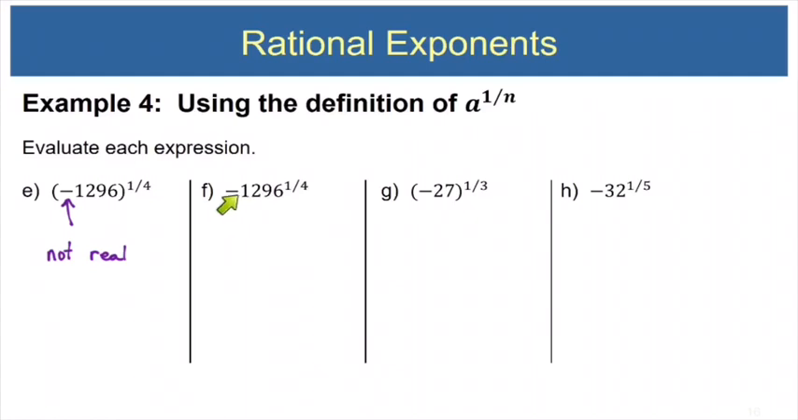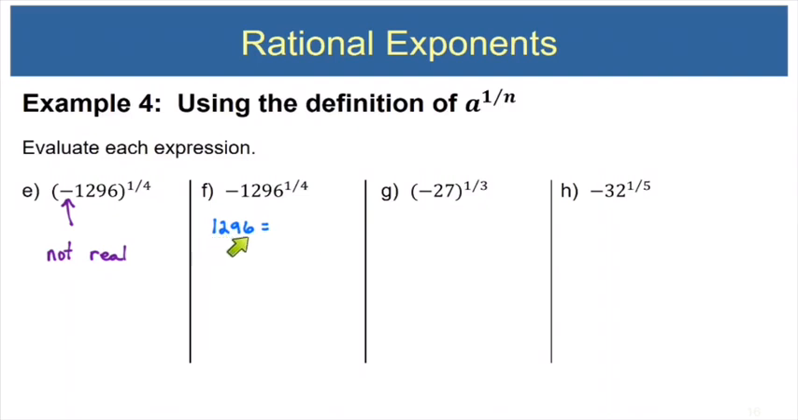In part F, we have almost the same problem but without the parentheses. And remember that without the parentheses, the exponent is not applying to the negative. So here we have negative 1296 to the 1/4 power. So we're looking for the negative of a number whose fourth power would be 1296. So let's start by just trying to break this number down.